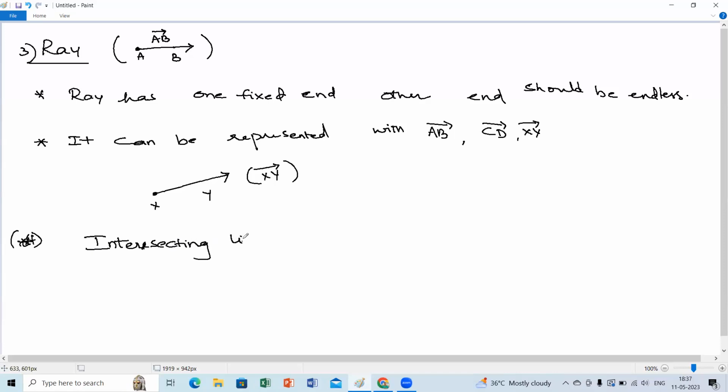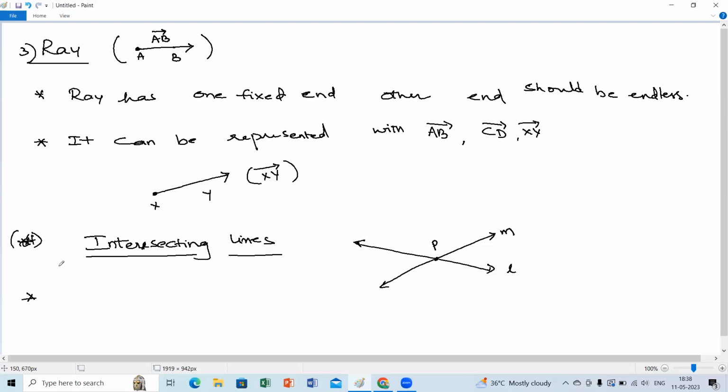Intersecting lines, children. Intersecting lines and parallel lines. Intersecting lines are two lines. Suppose this is one line L, another line M. These two lines are meeting at a point P. Yes or no? Yes, ma'am, intersecting lines cross each other. Very good. Intersecting lines are the lines which cross each other. Write your own point, children. You can write your own points.